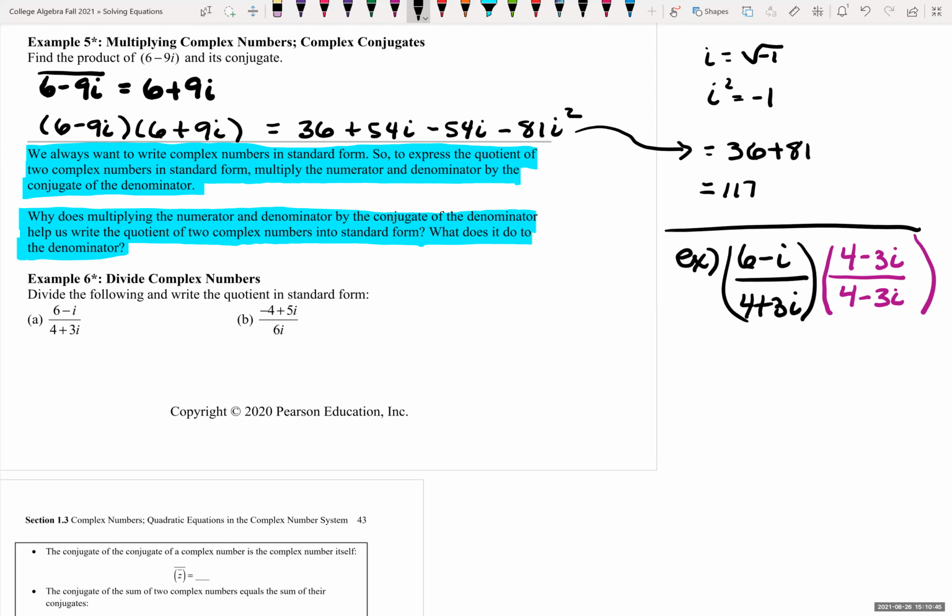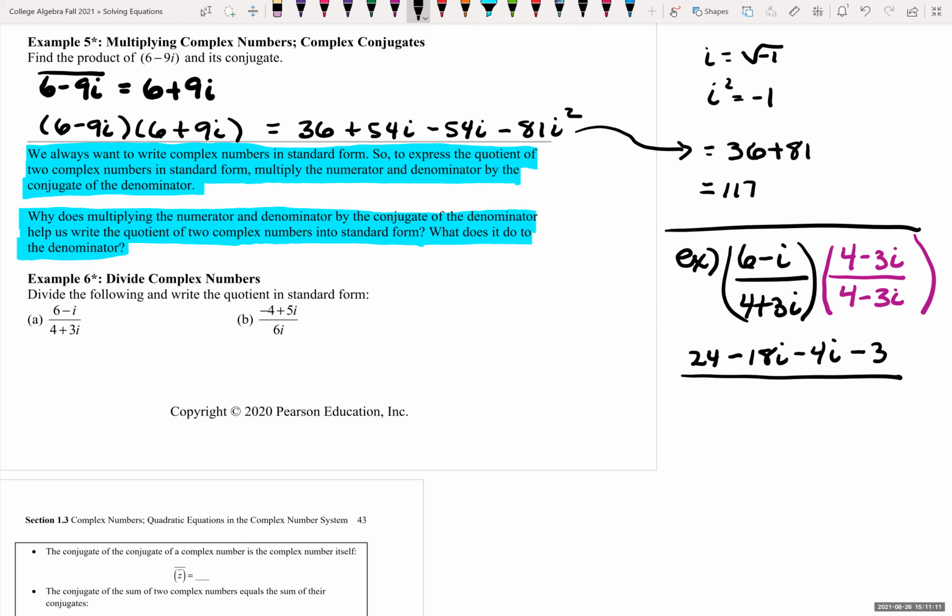So for the numerator, we want to distribute. So 6 times 4, that's going to give us 24. 6 times a negative 3i, that gives us minus 18i. Negative i times 4, so minus 4i. And negative i times negative 3i, so that's positive 3i squared, but i squared again is negative 1. So that will give us a minus 3 there.